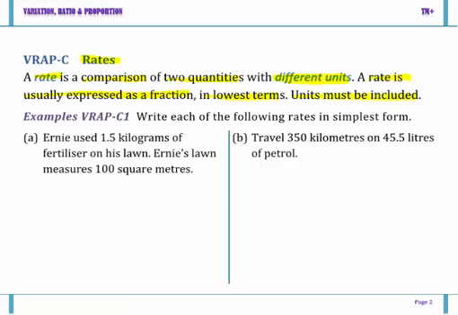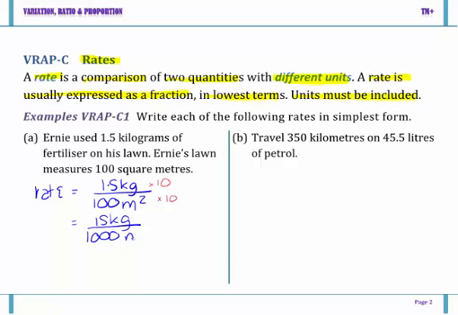So let's look at the first one here. Ernie used 1.5 kilograms of fertilizer on his lawn. Ernie's lawn measures 100 square meters. So expressing this rate as a fraction, we would go 1.5 kilograms over 100 square meters. From there we can't have the decimal, so we times top and bottom by 10 and we get 15 kilograms is to 1,000 meters squared.